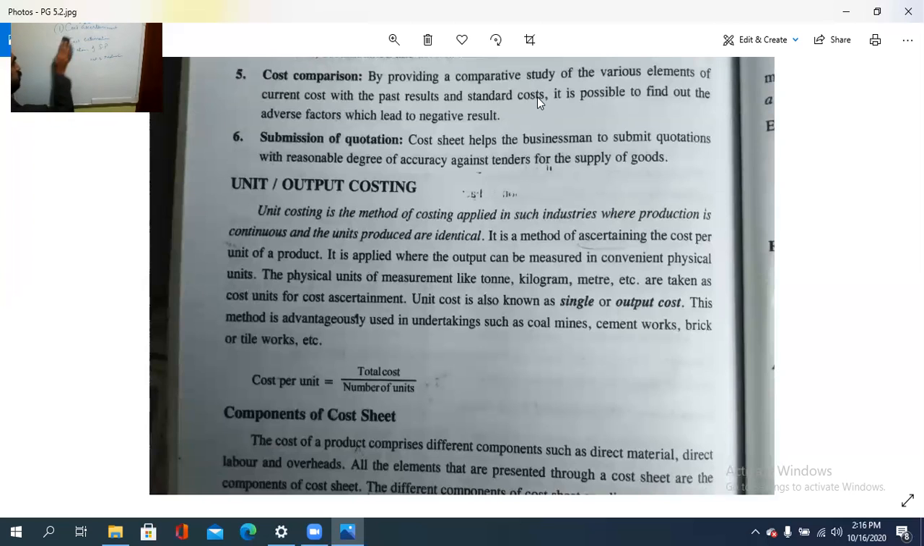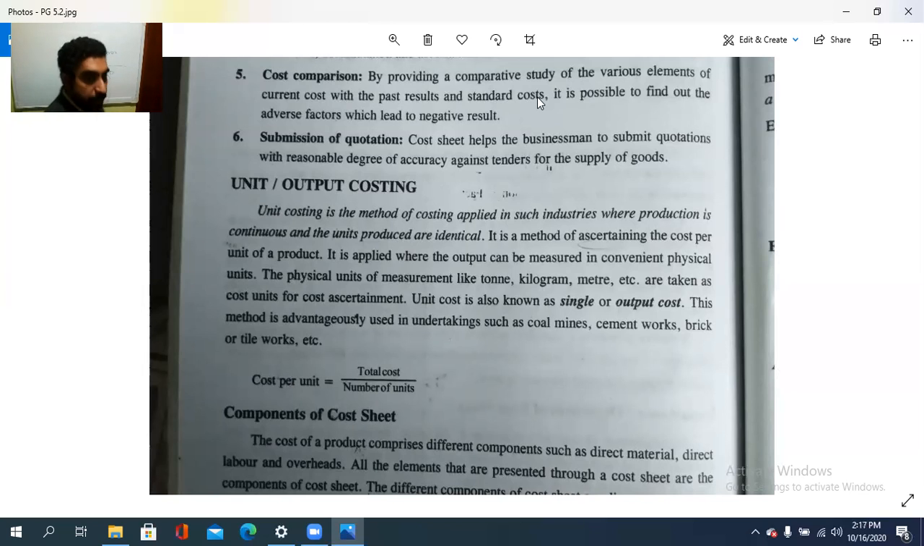Per unit cost: total cost is there, and if we divide it by the number of units, we will get the per unit cost. Okay, so cost per unit is equal to total cost divided by number of units. If the total cost is 10,000 and the number of units is 10, then it is 1000. Okay, 1000 is the per unit cost.